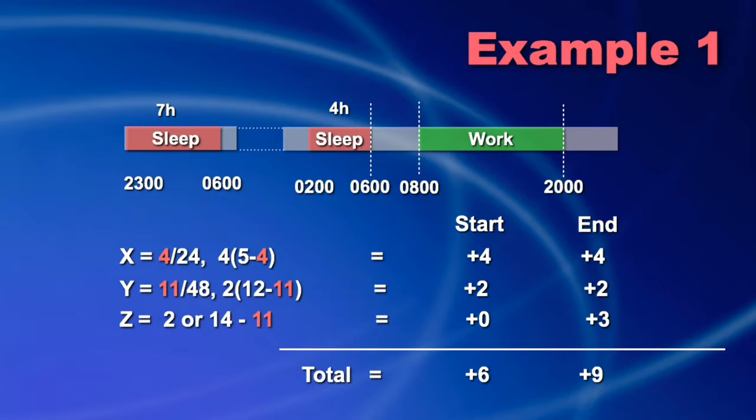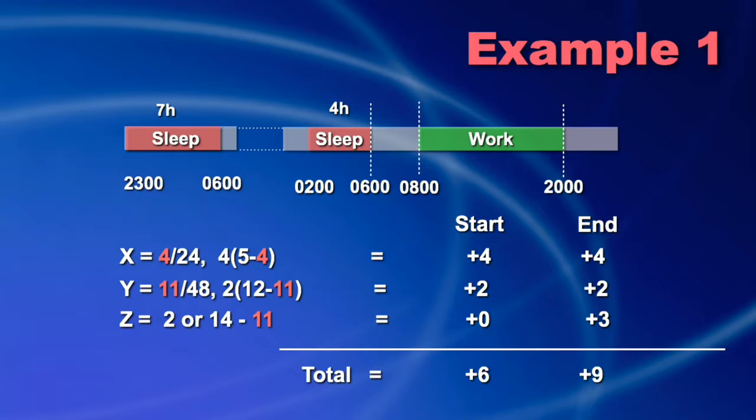Now, if you look at the X row, you will see that the individual has had 4 hours sleep in the prior 24. That is 1 hour less than the threshold value of 5, and for that 1 hour less than the threshold value of 5, you pick up 4 points. So you'll see at the start of the shift that individual has picked up +4 risk points because they've had only 4 hours in the prior 24.